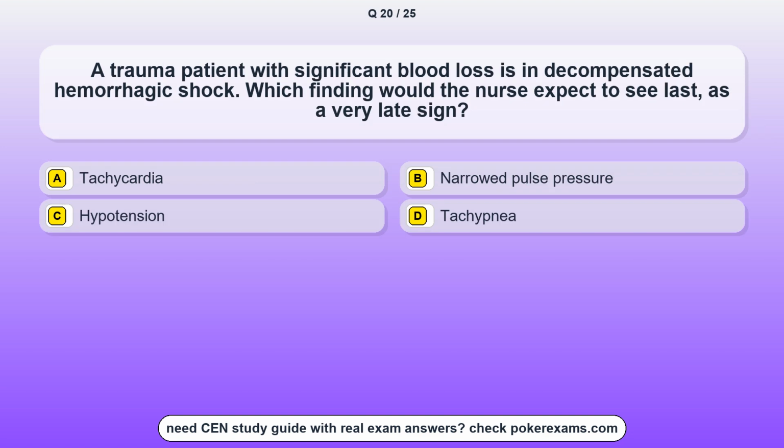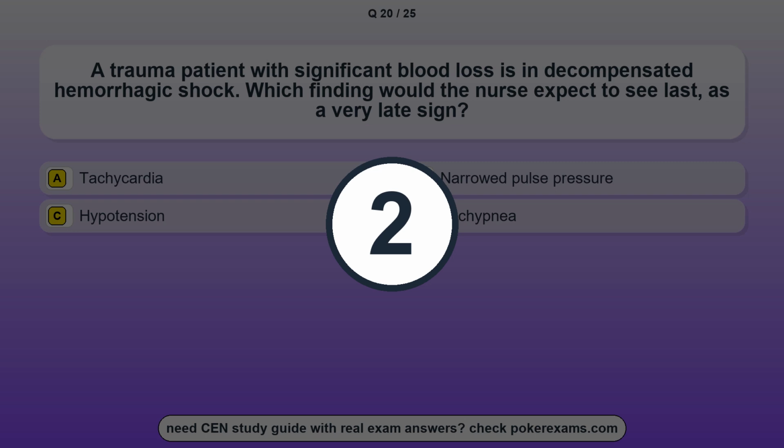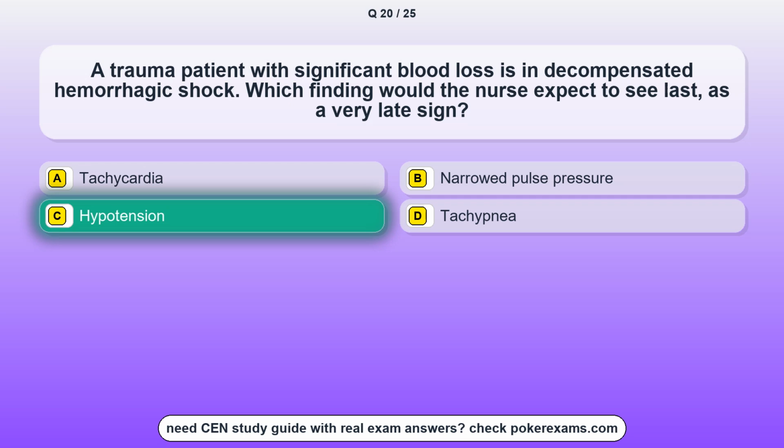Question 20. A trauma patient with significant blood loss is in decompensated hemorrhagic shock. Which finding would the nurse expect to see last, as a very late sign? Option A tachycardia, Option B narrowed pulse pressure, Option C hypotension, Option D tachypnea. The correct answer is Option C, hypotension.